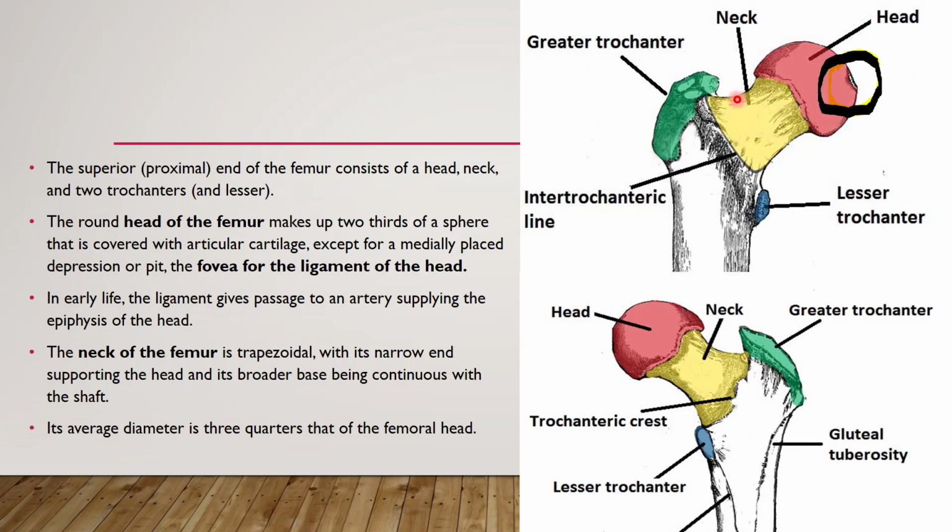The neck of the femur is trapezoid or trapezoidal in shape with its narrow end supporting the head. See here, this is the narrow end of the neck which is supporting the head, and there is a broader base of the neck of the femur which is continuous with the shaft of the femur. Its average diameter is about 3/4 that of the femoral head. So this is neck of the femur.